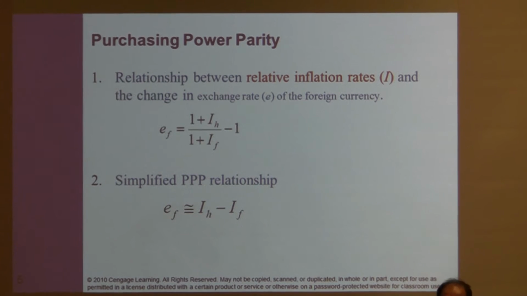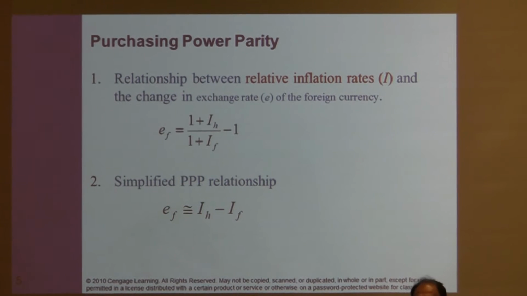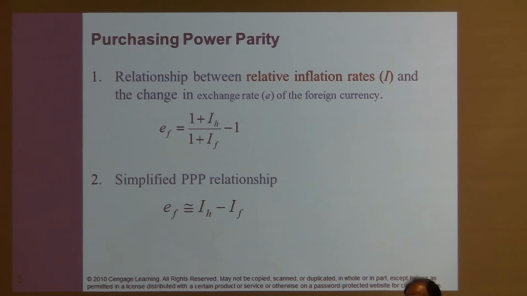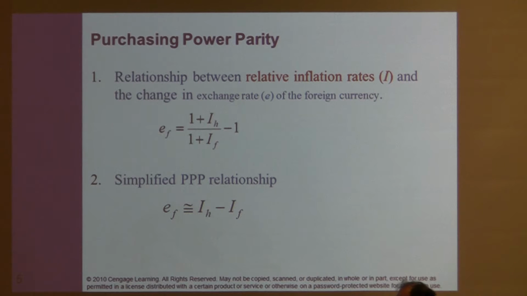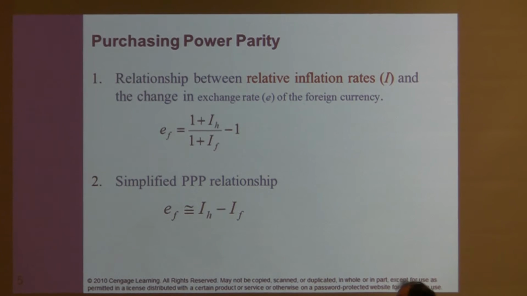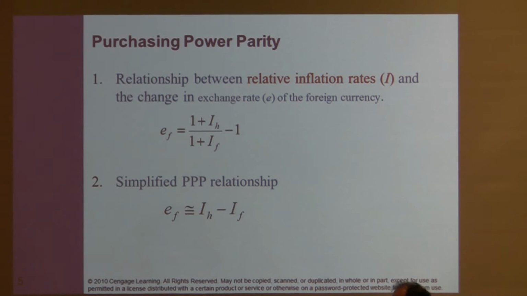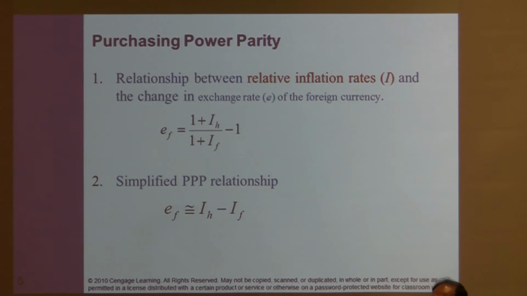Or essentially what it tells you is that if you know today's exchange rate, if you know the inflation in the US, and if you know the inflation in the foreign country, we can at least try to predict what the future is. And that is given by today's exchange rate times 1 plus the inflation in the US divided by 1 plus the inflation in the foreign country.